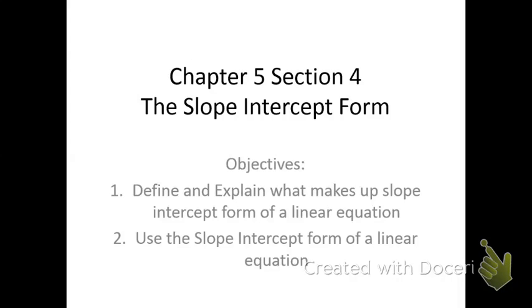We're going to go ahead and cover Chapter 5, Section 4. That is the Slope-Intercept Form, so make sure you put a header on these notes. That's Chapter 5, Section 4, the Slope-Intercept Form. And basically our objectives today, remember you don't have to write these down, are to define and explain what makes up slope-intercept form of a linear equation, and to use the slope-intercept form of a linear equation.